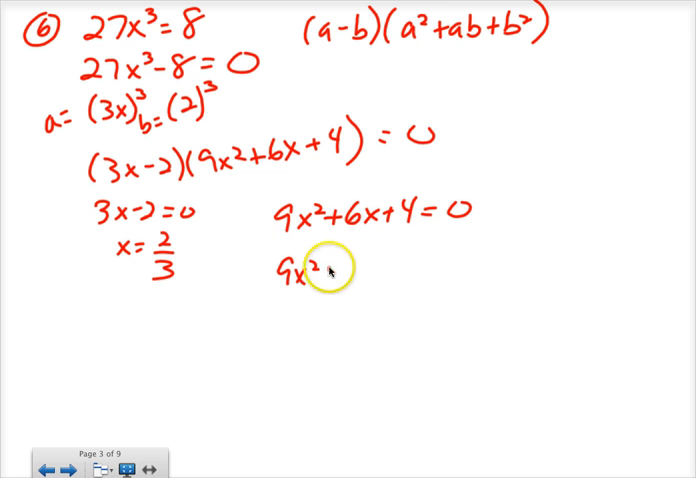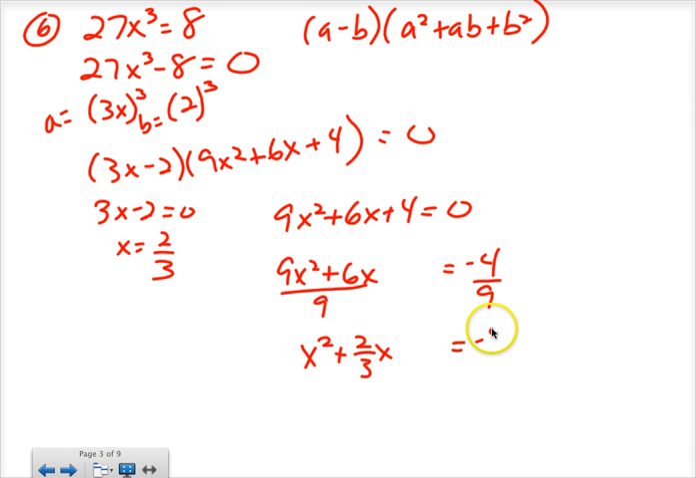So I have 9x squared plus 6x. Moving the 4 over, I have negative 4. Then I have to divide everything by 9, because when you complete the square, the number in front of the x squared term has to be a 1. So this will be x squared plus 6 over 9, which gives you 2/3 x, equals negative 4/9.